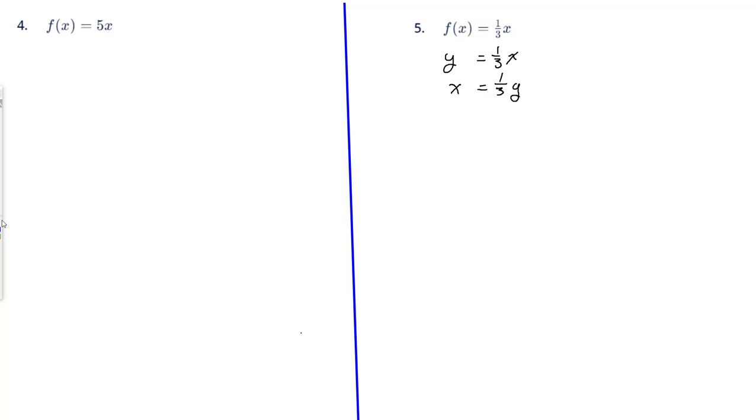How can I separate that 1/3 away from the y? How can I get it to where it's a 1y? Flip it. So multiply by 3 over 1. What I do to one side, I have to do to the other. So 3x is equal to y, or y is equal to 3x.